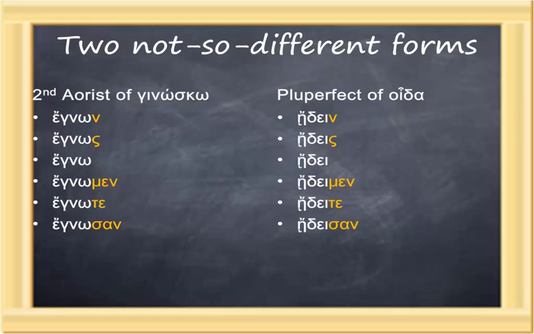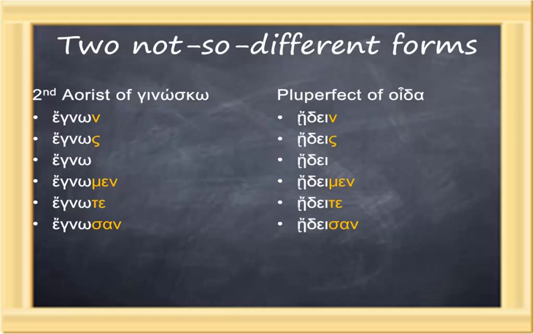The one difference is the san used for the third person plural. We ran into that previously with the imperfect of eimi, using san, esan. Here that san appears again.